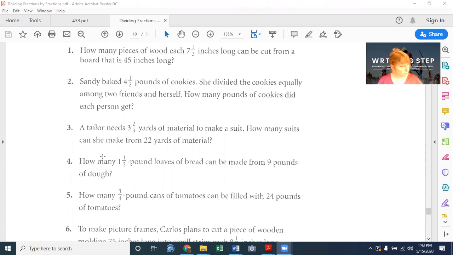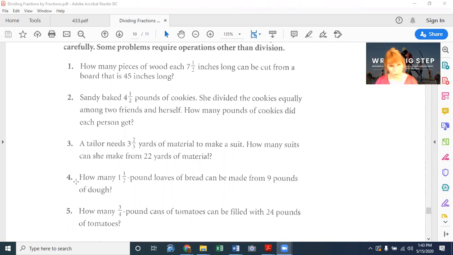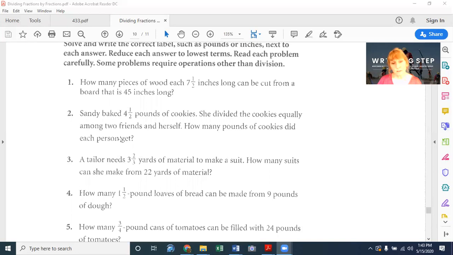So I think number 1 would be a good one to do here. How many pieces of wood each 7.5 inches long can be cut from a board that is 45 inches long. So sometimes with word problems, I actually like to draw what it's talking about. Sometimes that helps. So here's my long piece of wood. It is 45 inches long.